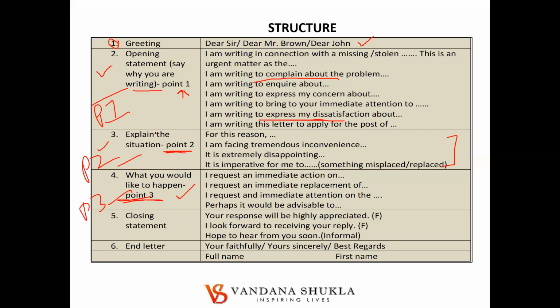So paragraph 3 will have the third point explained, and this is actually most of the time what you would like to happen. So explain the situation in the second paragraph, the whole scenario, but in the third paragraph you have to tell what you want, maybe a complete refund, immediate service, or an immediate reply. So that's what you would like to happen. I request an immediate action, I request an immediate replacement, I request an immediate attention. Or you can also write, perhaps it would be advisable to hire some qualified people instead of immature staff. So maybe you can give some advice also.